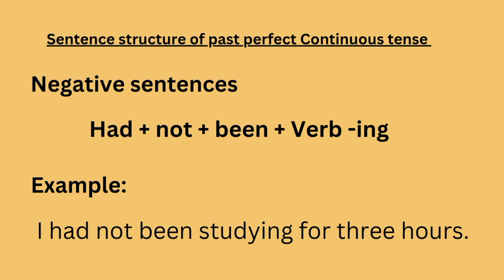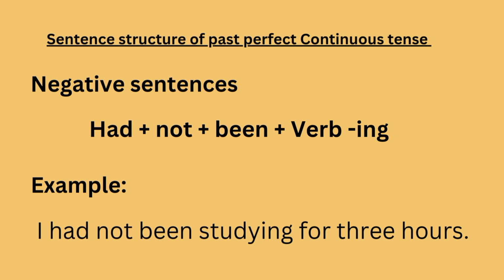To form negative sentences, you just need to add not after the auxiliary verb had. Let's practice with an example. I had not been studying for 3 hours. This structure is used to describe an action that did not start or did not continue before a specific point in the past.